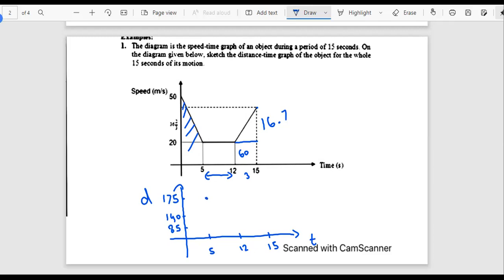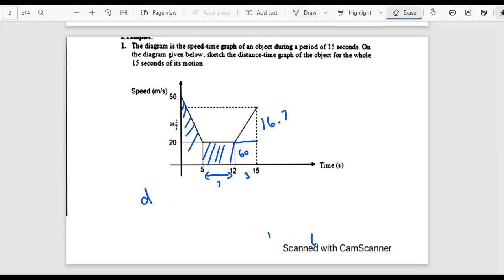Okay, so this was the distance at 5 seconds. Then the distance traveled. Now we need to understand one thing, that the distance traveled after 7 seconds is not 140. It is basically the distance traveled between this time. So we need to do 175 plus 140. Let me make a graph and you will get the point.